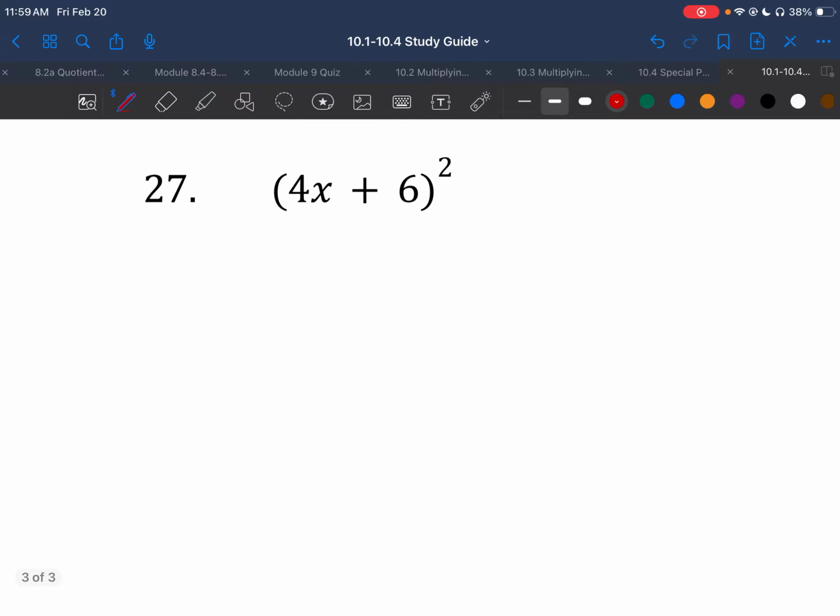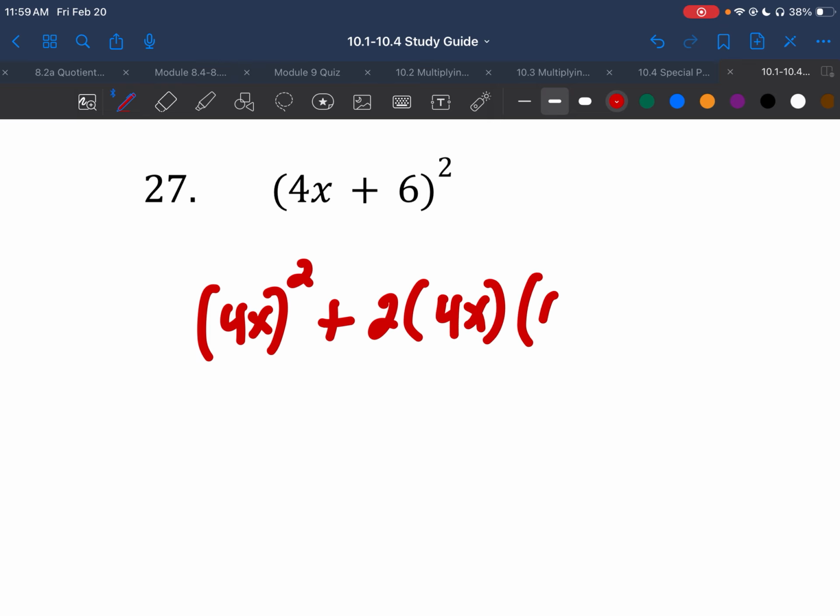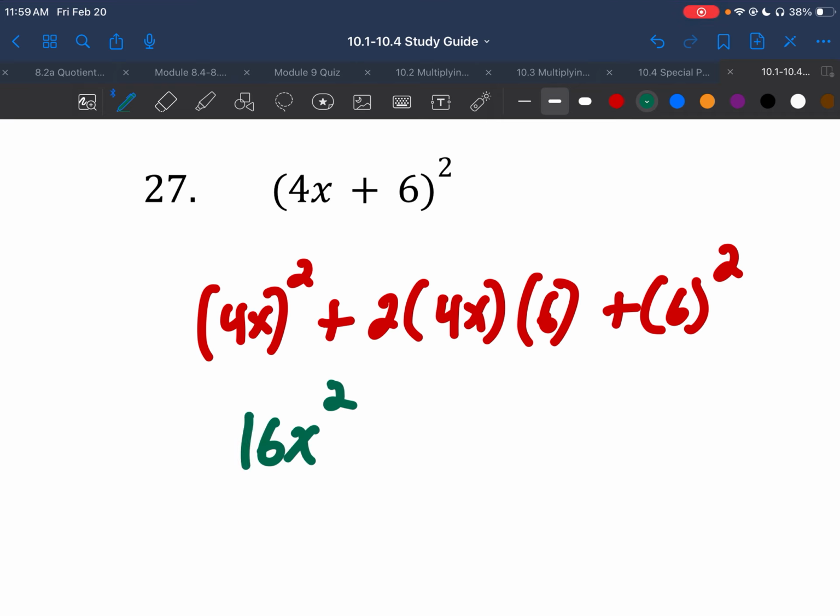27. Again, we put our first term in parentheses and square it. Plus 2 times our first term, 4x, times our second term, 6. And then we have plus our second term squared. 4x, the quantity squared, is going to be 16x squared. Don't forget, the squared applies to both pieces inside. 2 times 4 times 6 is going to get me 48x, and then 6 squared is 36.